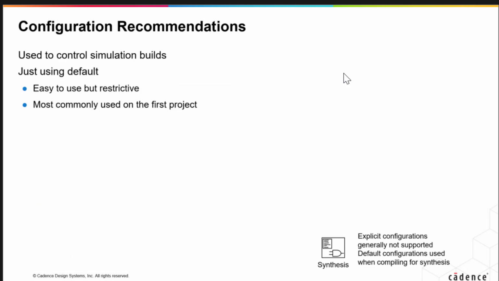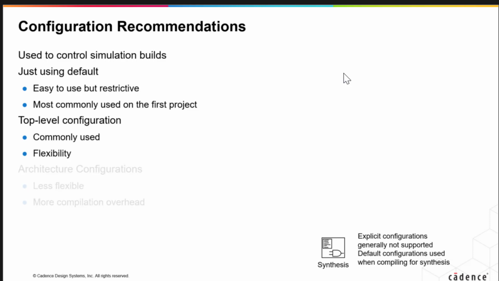Let us look at the pros and cons of different configuration organizations. Default configurations are easy to use but restrictive. The top-level configuration is the most common and provides the most flexibility. Architecture configurations are less flexible and have more compilation overhead, as changing the hierarchy requires recompilation of the architecture.